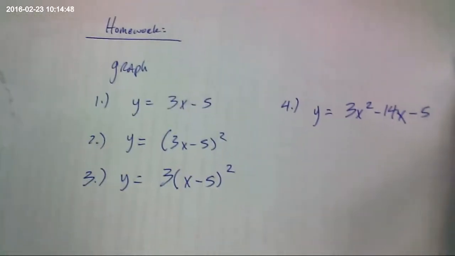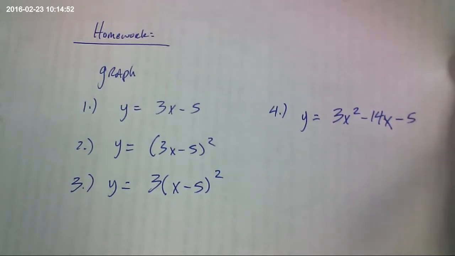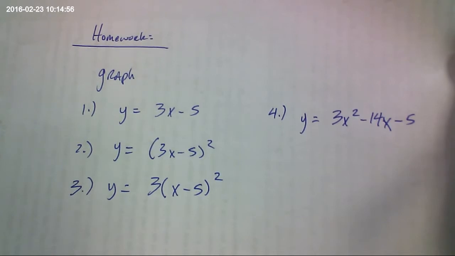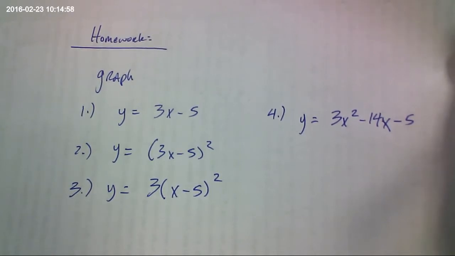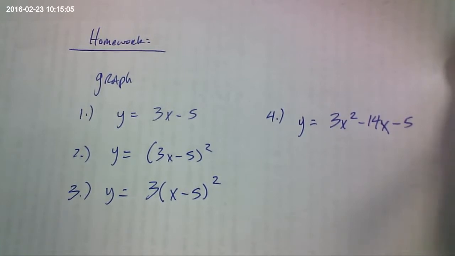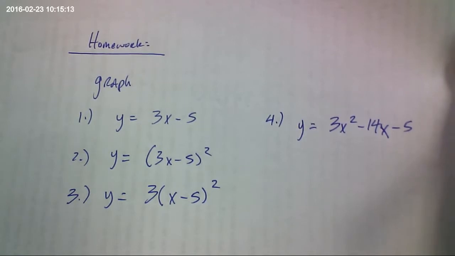Were these your four homework problems right here? Is that correct? Yes. Graph 3x minus 5, quantity 3x minus 5 squared, 3 times the quantity x minus 5 squared, and 3x squared minus 14x minus 5. Yeah, graph them. Okay, actually, I think graph paper hurts. I think sketching them on just a coordinate plane is easier than trying to use graph paper.